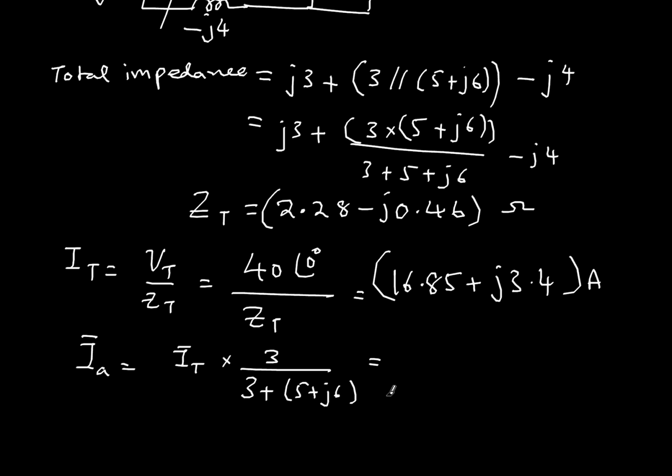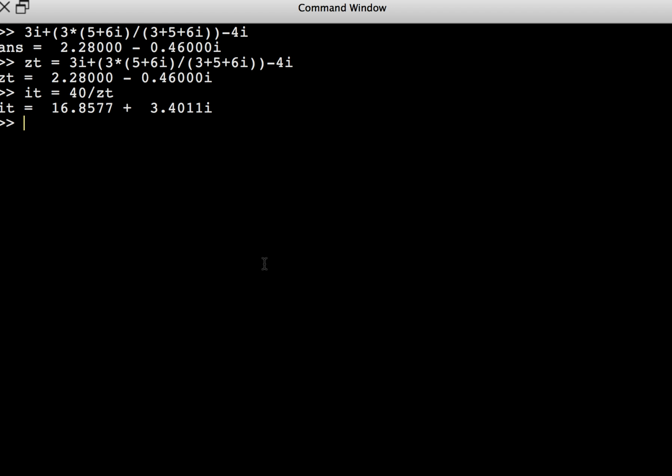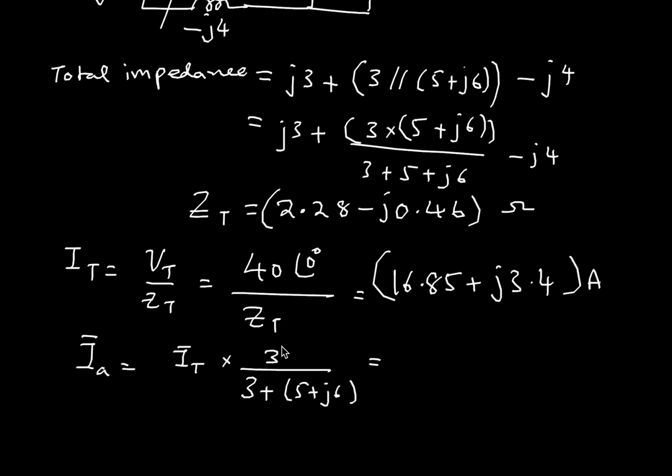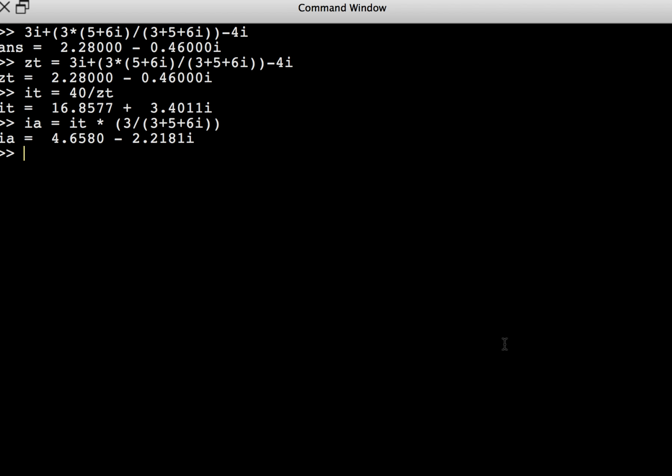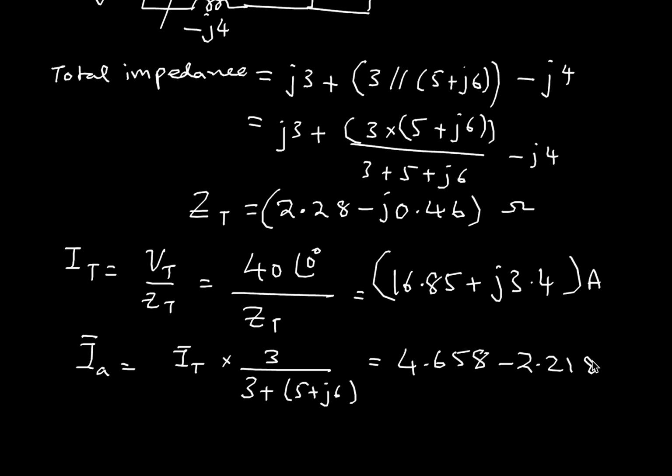This is again fairly simple to do in the calculator. So IA is equal to IT multiplied by 3 divided by 3 plus 5 plus 6i. So this is the calculation. I am getting the current that is flowing in the 5 ohm resistance, that is 4.658 minus 2.218, and of course there is j here. So this is the current due to source 1.